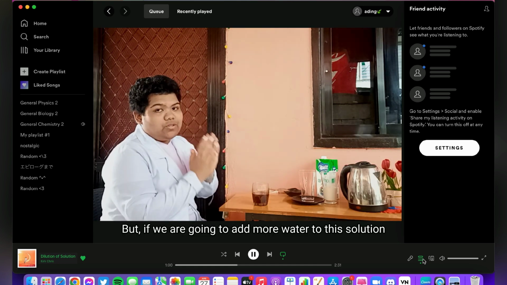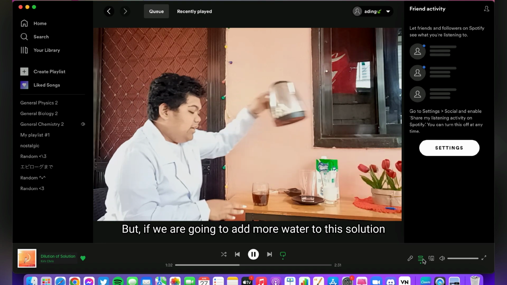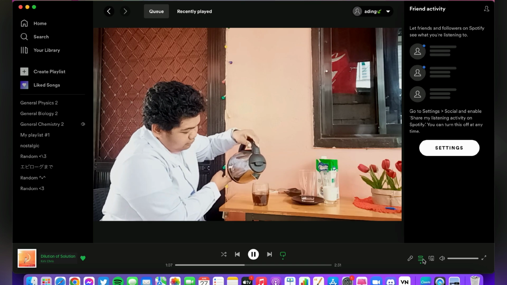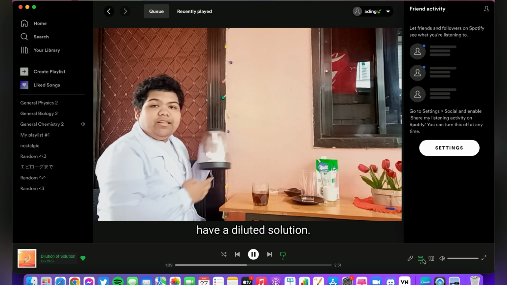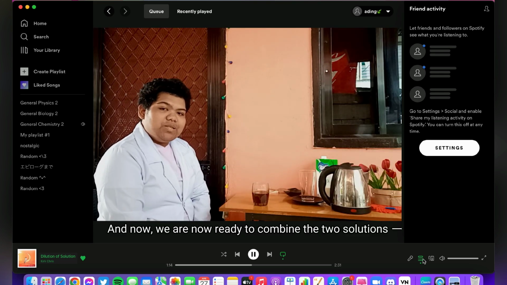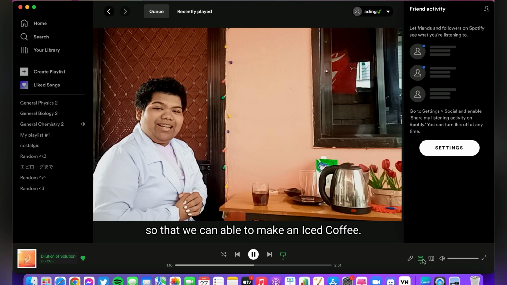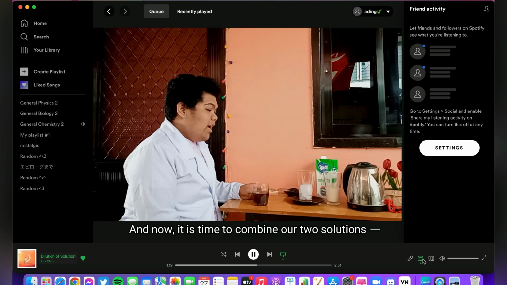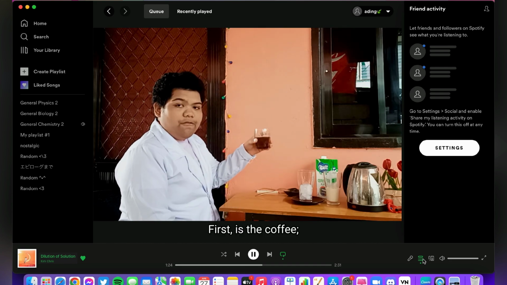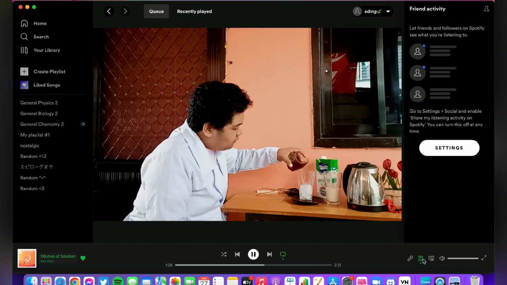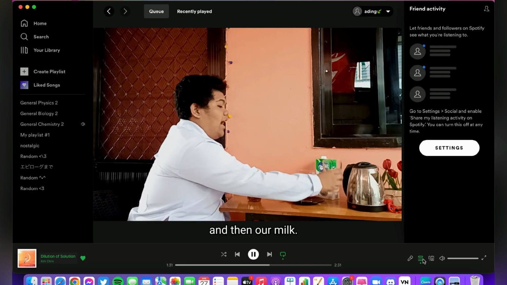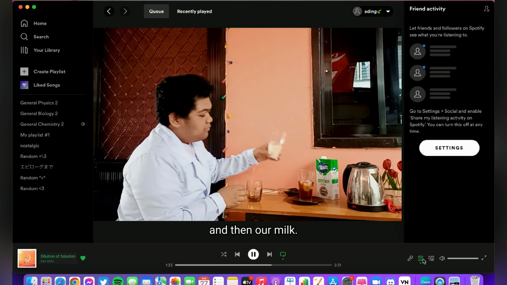But if we are going to add more water to this solution, it will now become a diluted solution. And now we are ready to combine the two solutions so that we are able to make an iced coffee. And now it is time to combine our two solutions. First is the coffee. And then our milk.